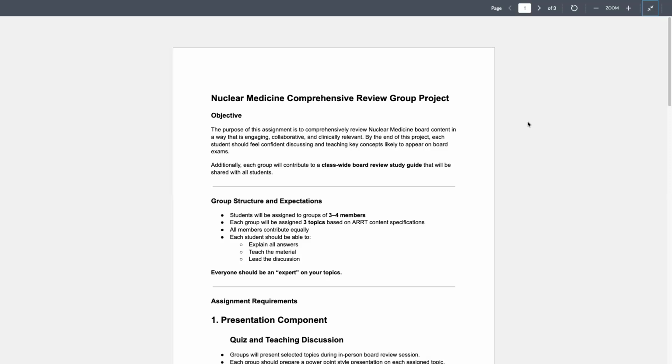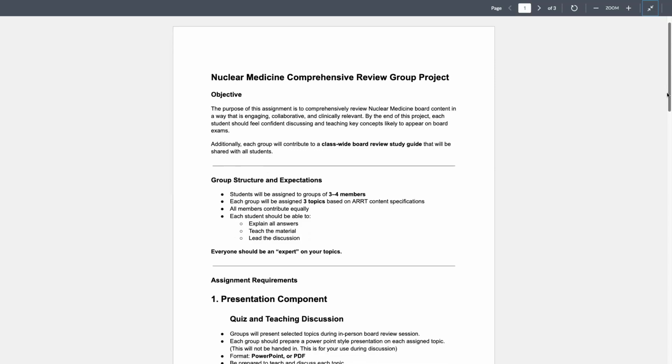Purpose of this assignment is to comprehensively review nuclear medicine board content in a way that's engaging, collaborative, and clinically relevant. By the end of this project, each student should feel confident in discussing and teaching key concepts likely to appear on the board exams. Additionally, each group will contribute to a class-wide board-reviewed study guide that will be shared with all students. So I'm going to go over the components of this.